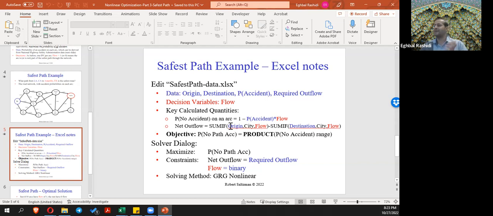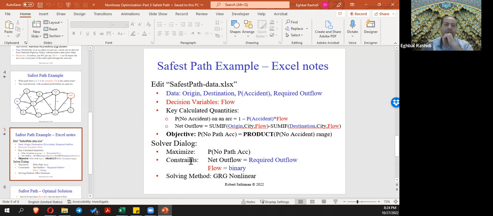Minus, this is going to be the outflow, minus the inflow. So for the inflow, we're going to SUMIF on the destination side list, and then the city, and then the flow. So that's going to give you the outflow minus the inflow, which is the net outflow. And that has to be 0 for the in-between cities, 1 for the origin, which is Los Angeles, and -1 for the destination, which is Amarillo in Texas.